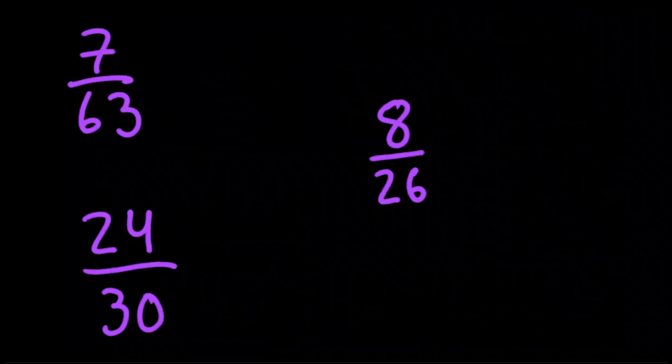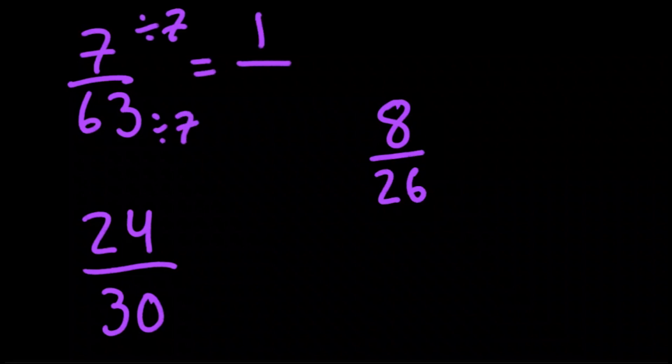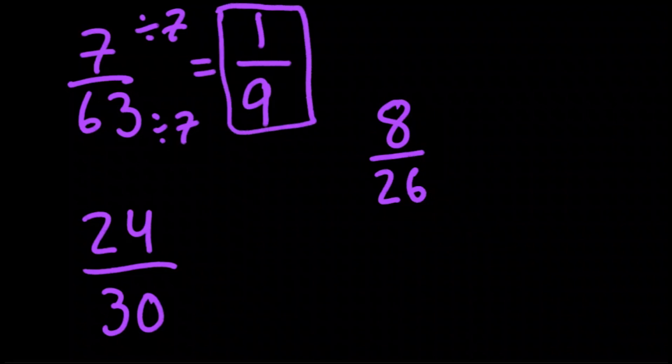Let's go through how to do these together. So for this first one, 7 over 63, we can divide the top and the bottom both by 7, as it is a common factor between these two, which gives us 1 over 9. This cannot be simplified further, so that is our simplified answer.